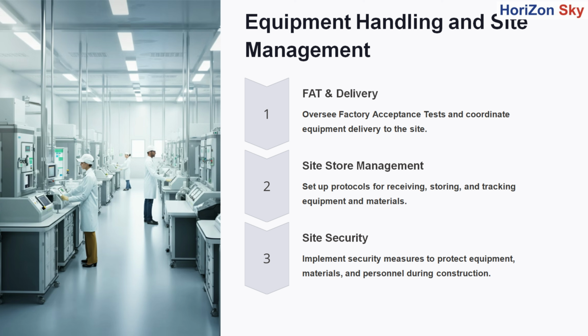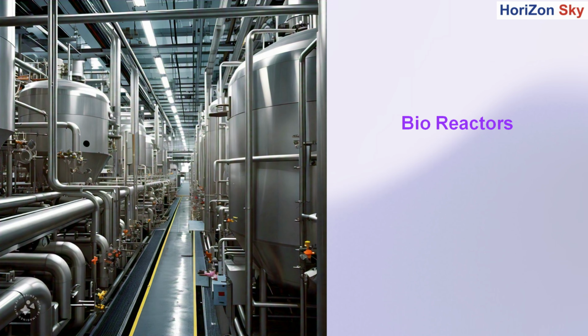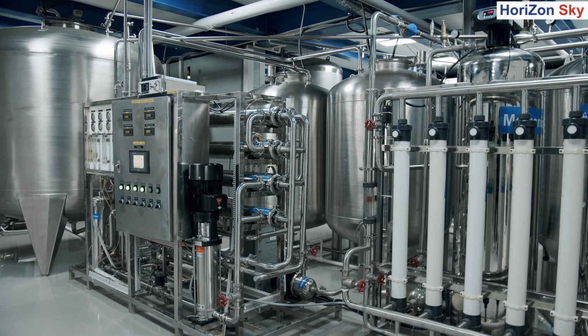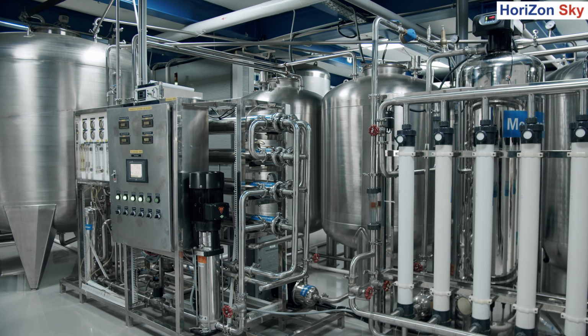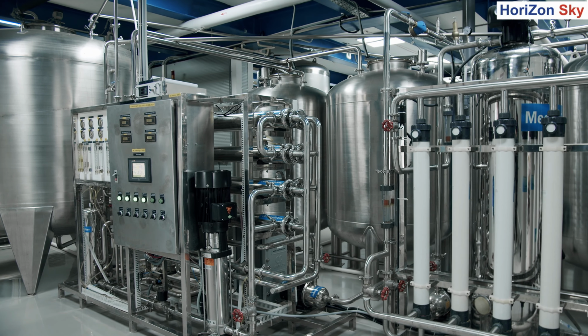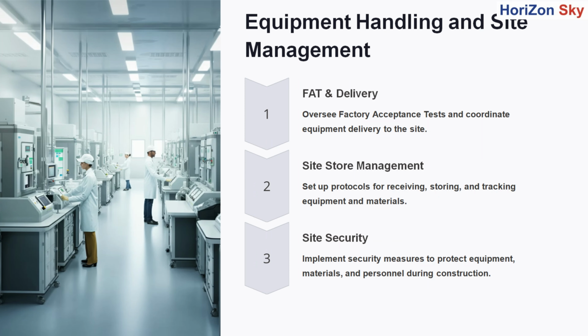Before equipment is shipped to the site, the team oversees factory acceptance tests, ensuring that all machinery and systems function properly. Once verified, they manage the delivery of equipment to the site, coordinating logistics to prevent delays or damage to critical equipment during transport.